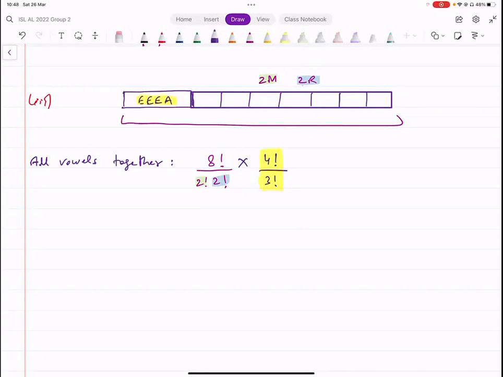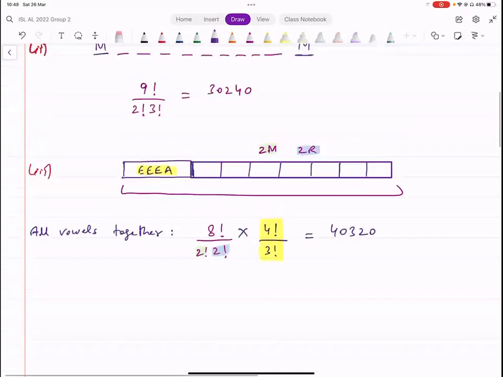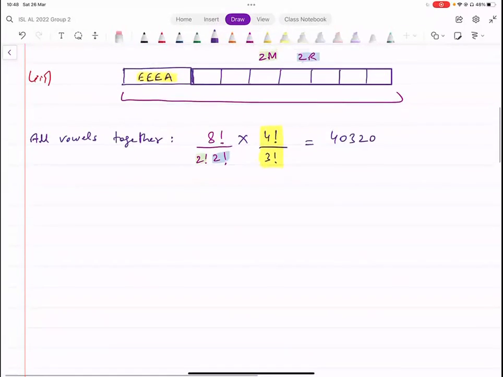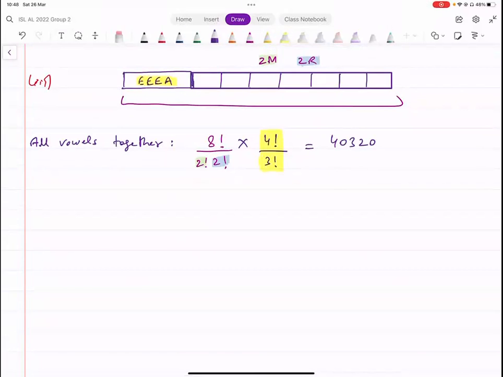Does this make sense to everyone? Yes, sir. सबको? So what do we get from this? 40320. 40320. That's what we get. Sir, मेरा different answer आ रहा है. Okay, let me confirm this. 8 factorial divided by 4 into 4. That's, yeah, this is correct. 40320 ये आना चाहिए. ठीक.